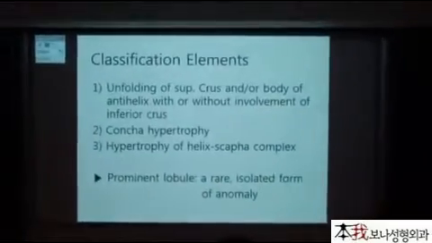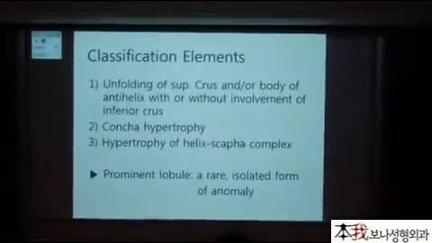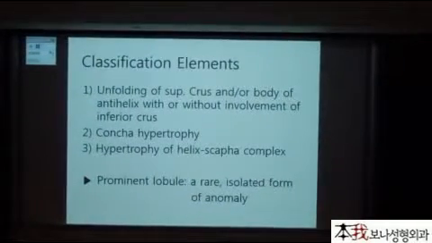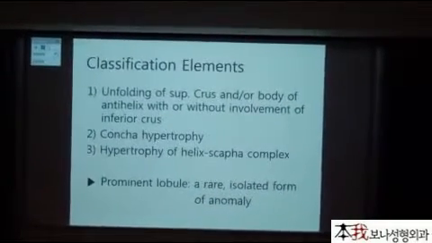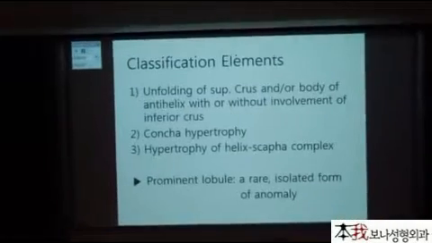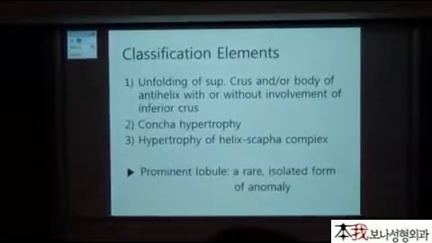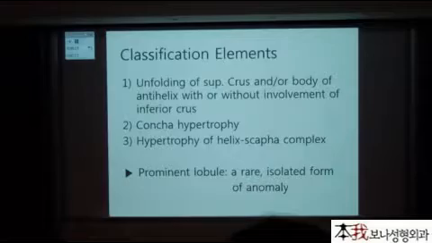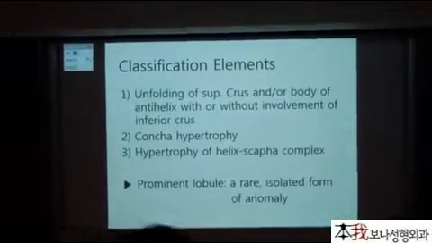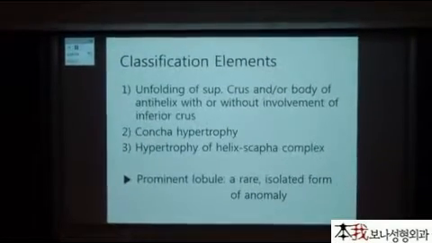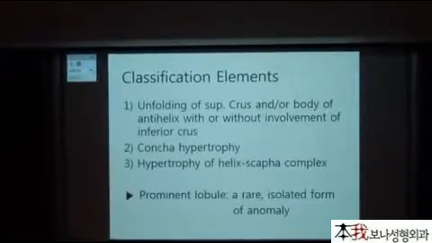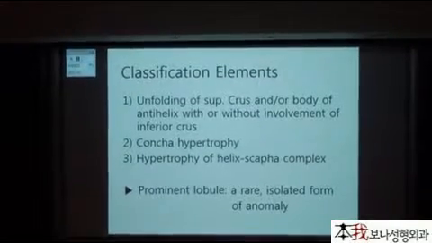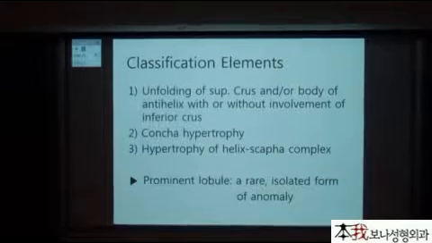Classification elements are listed below. 1. A folding of the superior crus and of the body of the anthelix, with or without involvement of the inferior crus. 2. Concha hypertrophy. 3. Hypertrophy of the helix cauda complex. Prominent lobule was excluded from the classification elements as it is a rare isolated form of anomaly.